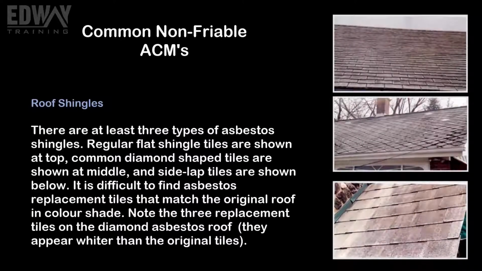Roof shingles. There are at least 3 types of asbestos shingles. Regular flat shingle tiles are shown on top, common diamond shapes are shown at the middle, and side lap tiles are shown below. It is difficult to find asbestos replacement tiles that match the original roof in colour shade. Note the 3 replacement tiles on the diamond asbestos roof. They appear whiter than the original ones.